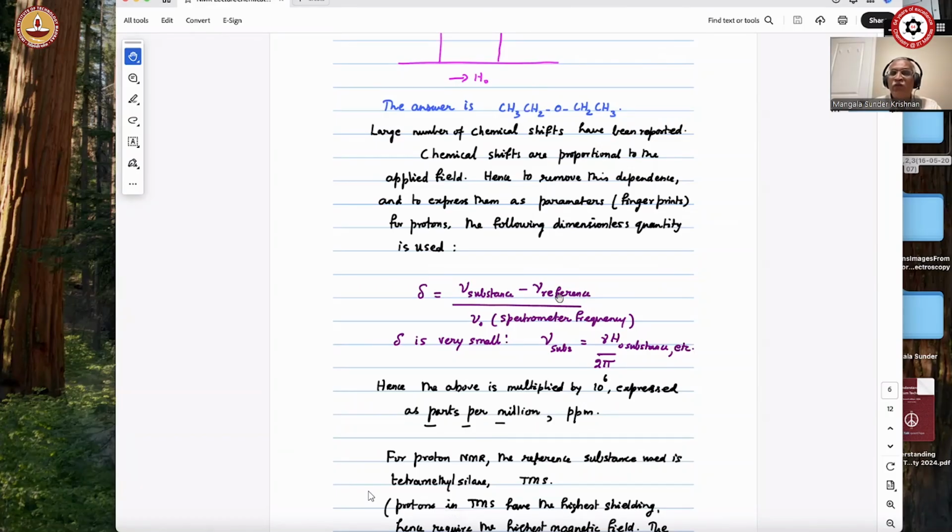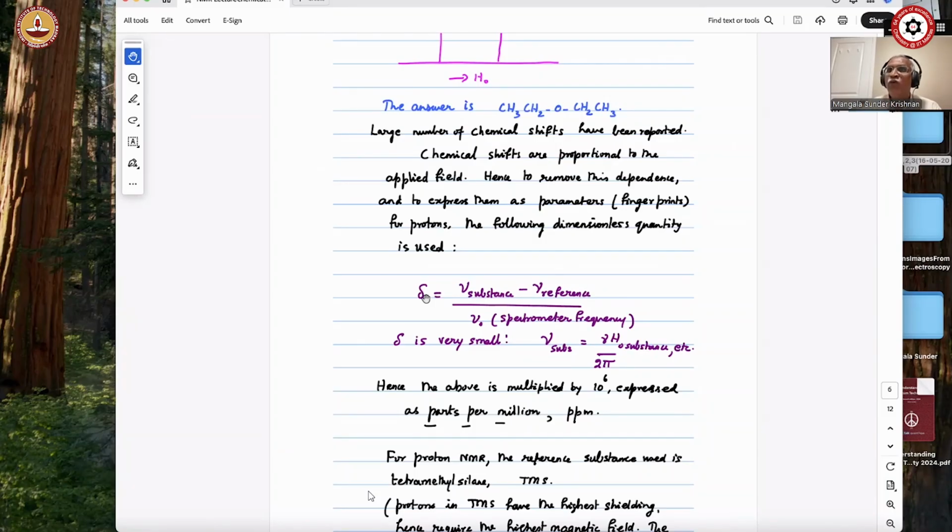So there is the frequency corresponding to that reference, and then the frequency corresponding to the substance. The difference between the two is proportional to the magnetic field. Now, in a 100 megahertz spectrometer, the magnetic field difference is this much. In a 500 megahertz spectrometer, the difference will be this much, 5 times, and so on. Now, you don't want these numbers depending on the spectrometer. Therefore, you divide this by the spectrometer frequency, then you get a number which is independent of the magnetic field. So you take nu of substance minus nu of reference divided by nu naught. This is called the delta, which is a fixed number irrespective of which instrument you use.